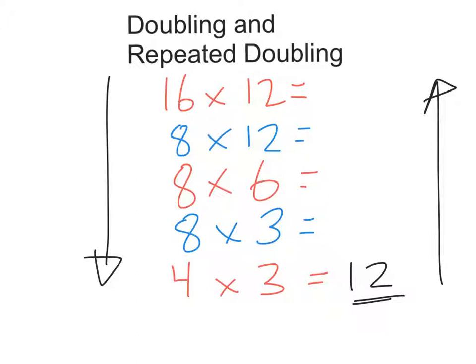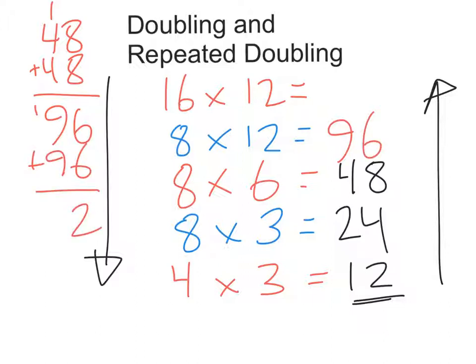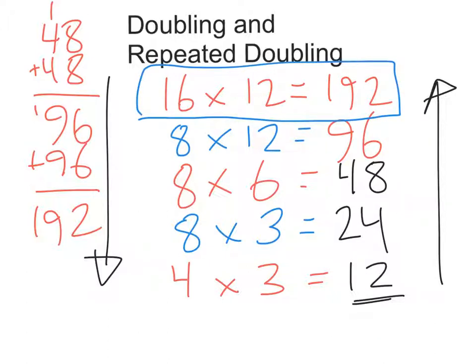So 12 times 2, which is like 12 plus 12, is 24. 24 plus 24 is 48. 48 plus 48, I don't know, so I'm going to do some margin work, which is always a smart thing to do in math. It's 96. 96 plus 96, I'm going to do some more margin work. 192. Look at that. We just figured out 16 times 12 by doubling and repeated doubling. Remember, you can cut a factor in half all the way until you get to something you know.